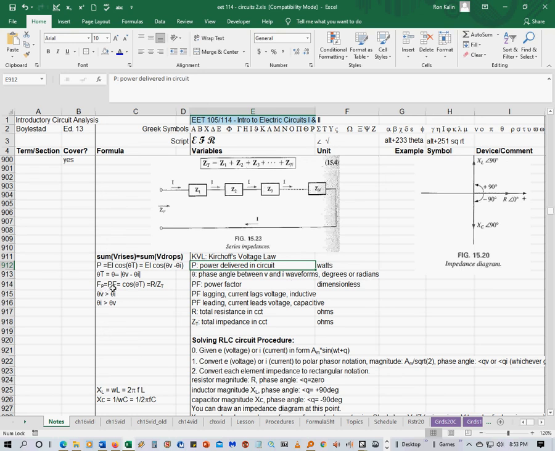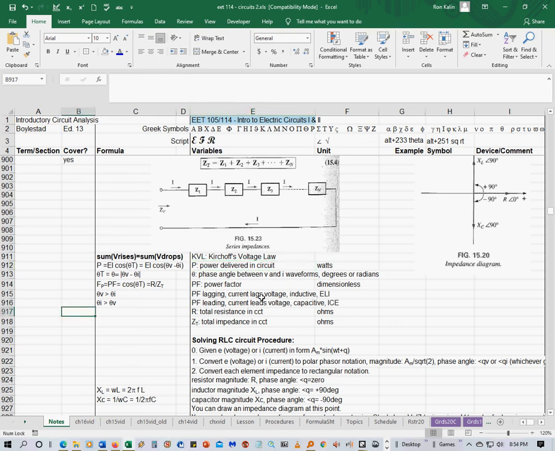FP or PF, I like PF, but I think the book uses F sub P, equals cosine of theta T, which is the power factor, which is dimensionless. It's just a measurement of how in unity the circuit is. And it's also equal to R divided by ZT, where ZT is the total impedance in the circuit in ohms, and R is the resistance in the circuit in ohms. If theta V is greater than theta I, then the power factor is lagging. The current lags the voltage, and it's inductive.